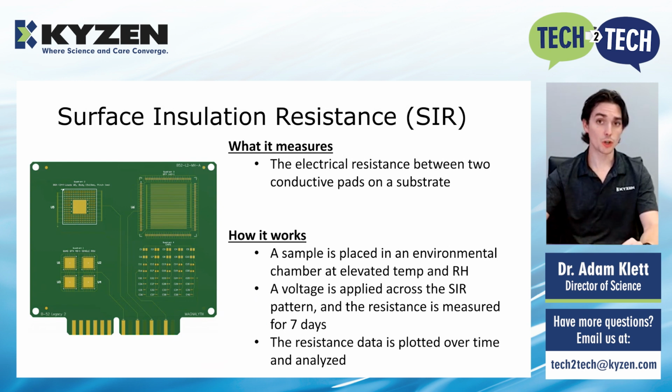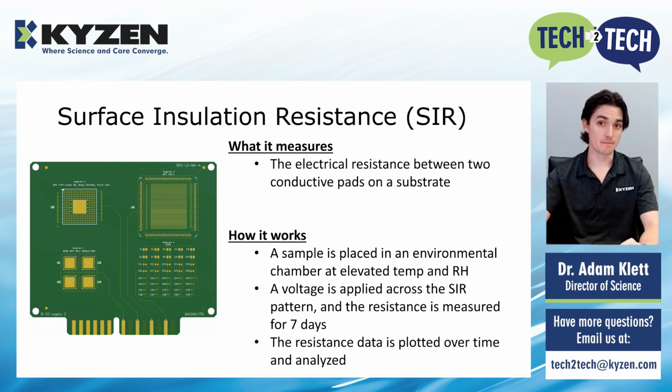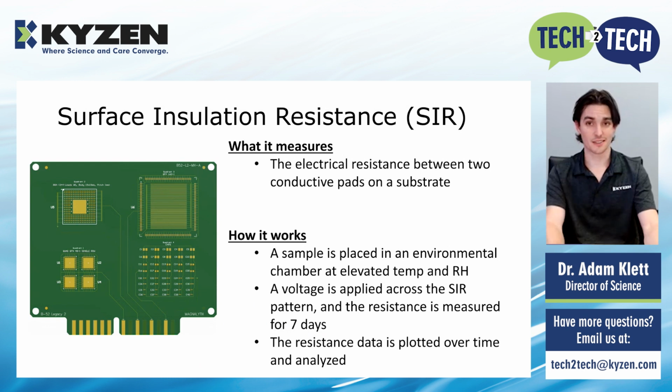Well, a coupon, like the one shown in the figure, is placed in an environmental chamber at an elevated temperature and relative humidity. For example, 40 degrees C and 90% relative humidity. Then we apply a voltage across the pattern. For example, 5 volts is common. And then we just measure the resistance continuously for up to 7 days.